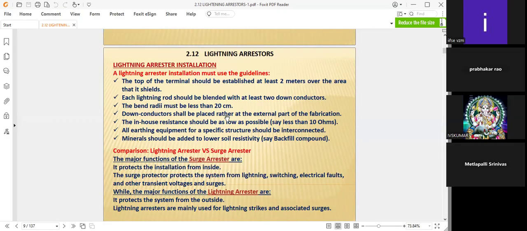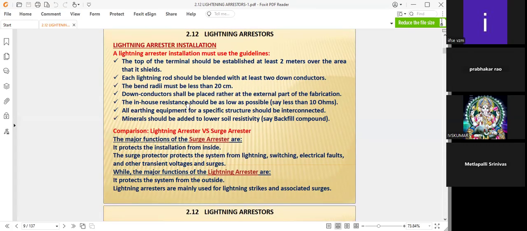A down conductor shall be placed at the external part of the fabrication, because the down conduction is working as an insulator. The earth resistance should be as low as possible, say less than 10 ohms. Ohms are the units of resistance. If it is less, it will work perfectly, because as per Ohm's law, less resistance takes care of the functioning of the rod.